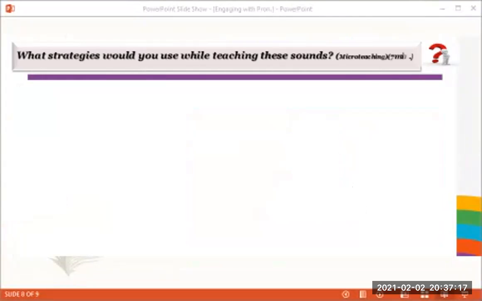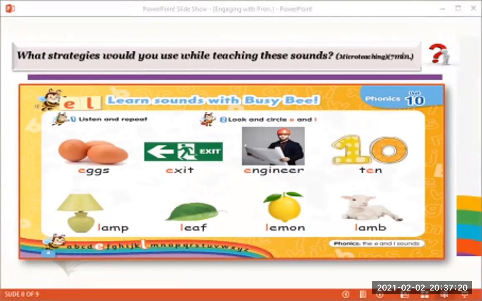Thank you so much. What strategies would you use while teaching these sounds? We have 2 sounds, the sound F and the sound L. How can we pronounce, or how can we deal with it in the class? How can we teach it? Who can give his ideas? Yes, go on, Mr. Said. We can teach the pupils how to write these letters on the board and in the air, and how to pronounce them. We can use picture cards for these words and stick them on the board and teach these words to the pupils.